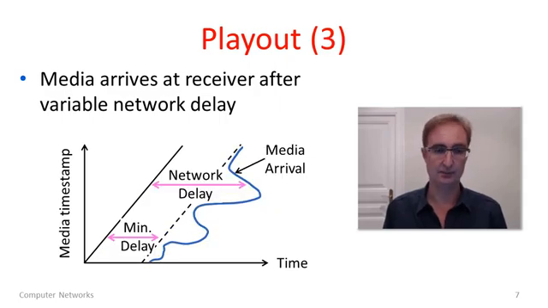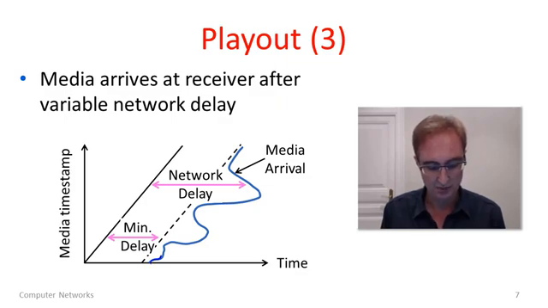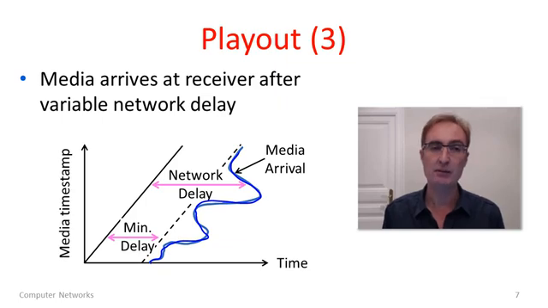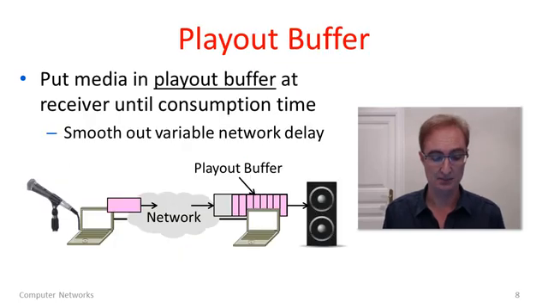Here's a cleaned up version of that picture. You can see the blue curve is the important one to remember because it's media arrival. This is when the samples from the VoIP call, which were produced and sent at a constant rate, are arriving at the receiver. It's a little bit all over the place. Now we have to work out how we're going to play them out.